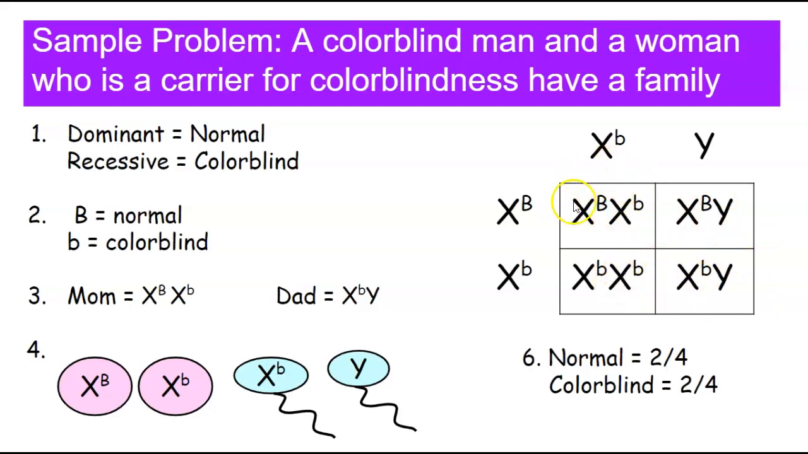What about the females, though? If we just look at the XX, how many of these are going to be colorblind? How many of the females would be colorblind? 1 out of 2, right? There's 2 females. One of them, this one, will be colorblind. So 50%. What about the males? What percent of those will be colorblind? 50%, right? Because this one's going to be colorblind.